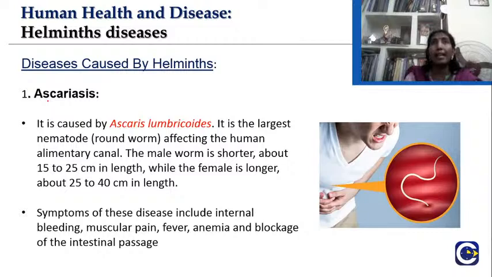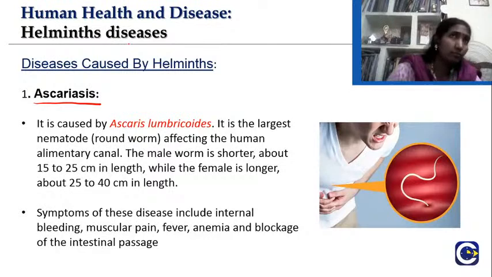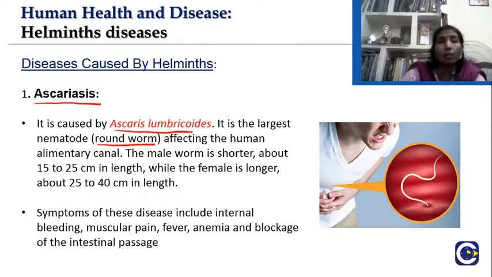The diseases caused by helminthic infections. This is quite common, presenting as ascariasis. Mostly school-going children come with abdominal pain, vomiting, not gaining weight, and they look very lethargic. These are the complaints we receive. When we go for examination and do diagnostic tests, we find they are infested with nematodes, particularly the roundworm, which we call Ascaris lumbricoides.